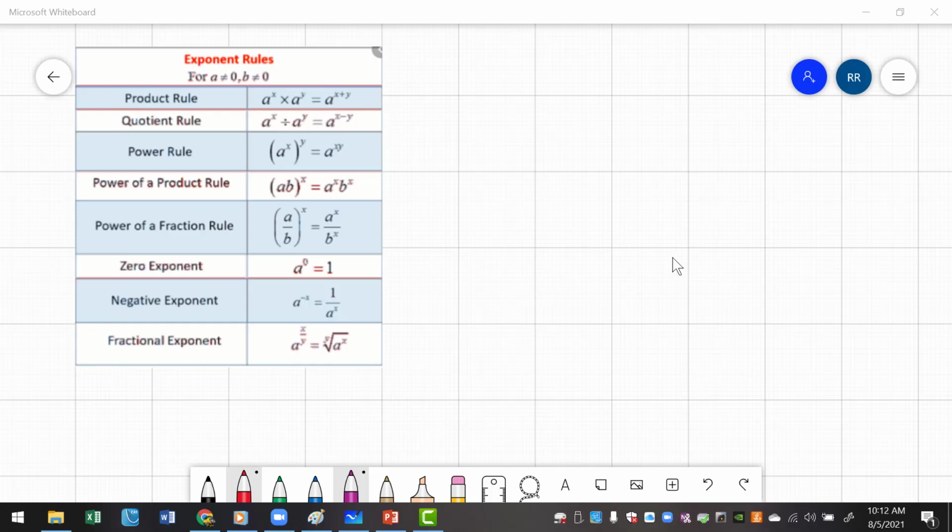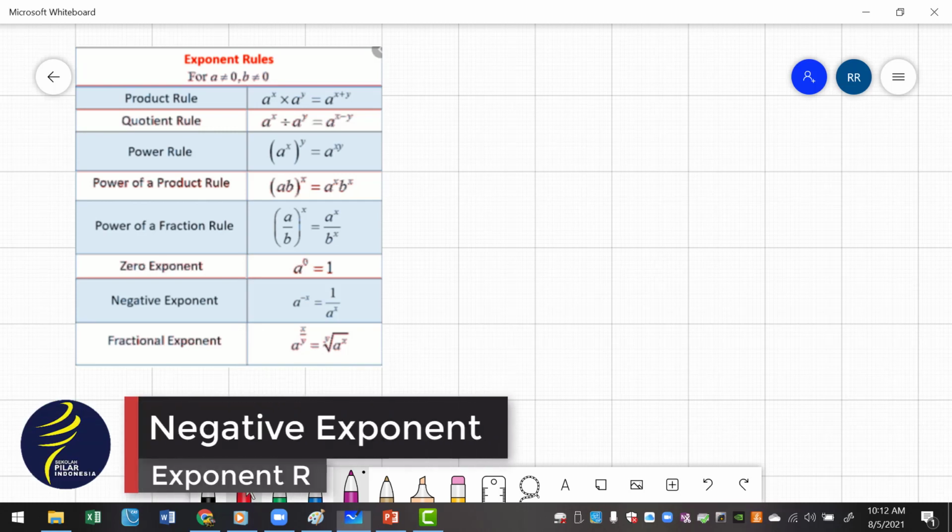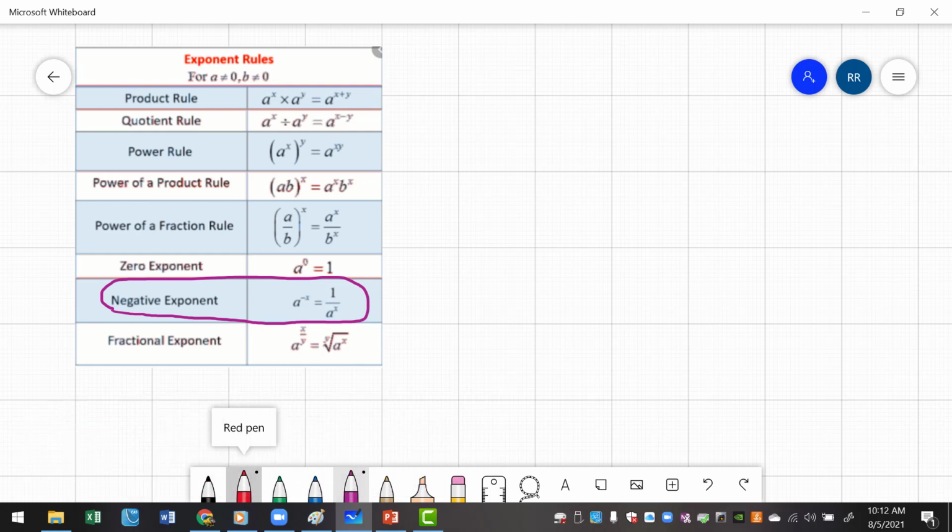Okay, the next one is the negative exponent. This one over here. Okay. So if we have a negative exponent, the form of that base will be a fraction, right? If I have a to the power of minus n, this will be equal to 1 over a to the power of n. So notice that we are only changing the sign from negative to positive, right? So let me give you an example of why this works.